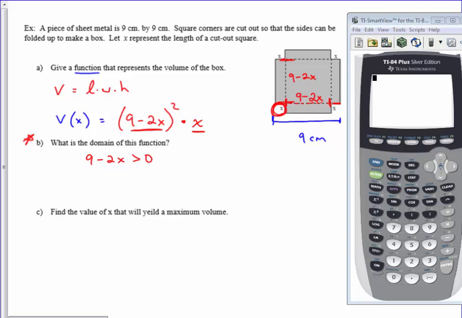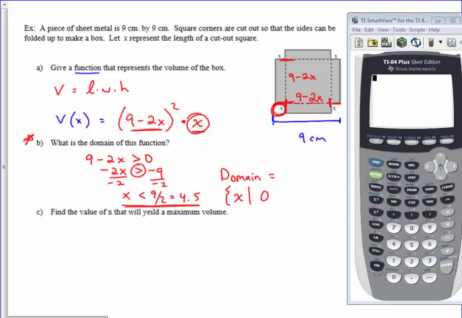Doing that, I would need to subtract the 9 over, so negative 2x would be greater than negative 9, and then I would need to divide out the negative 2. When I divide by a negative, that sign needs to switch, so it becomes x is less than 9 halves, and then 9 halves is equal to 4.5, and so my x's would need to be strictly less than 4.5. So on here, my domain would be the set of all x so that not only must my x's be greater than 0, but my x's must also be less than 4.5. And so my domain would be written like this.